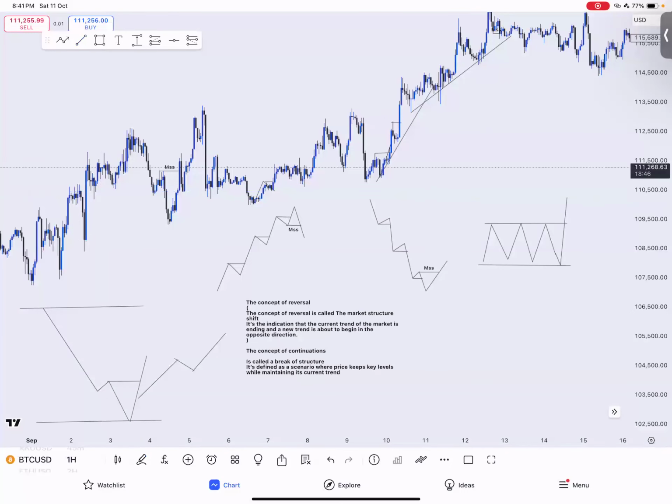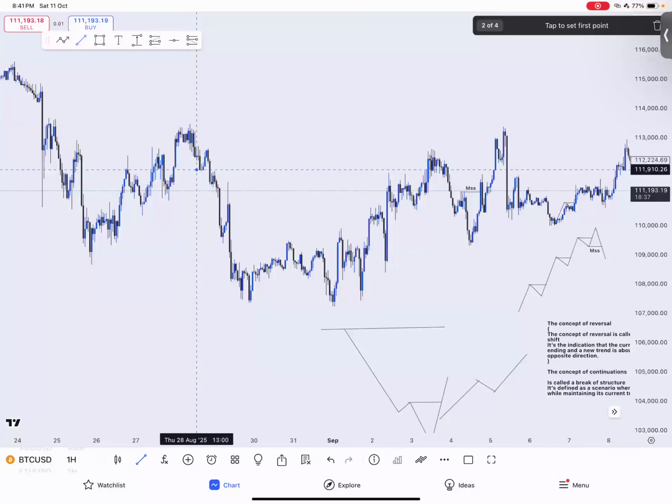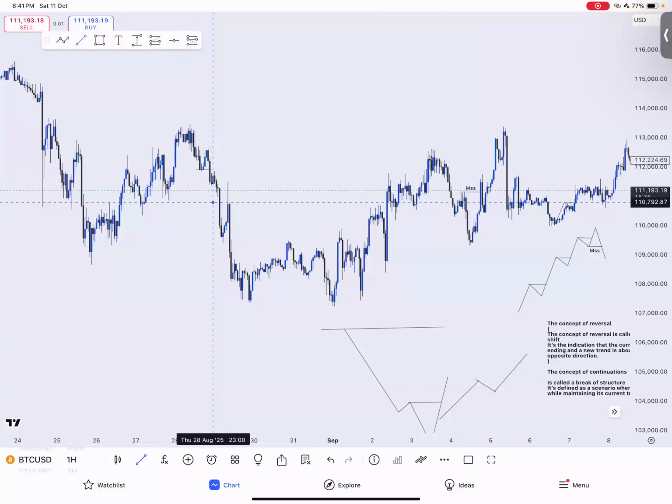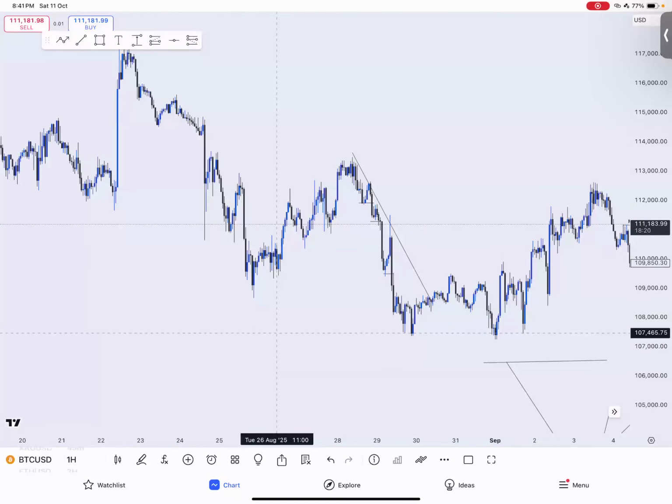So that is what a break of structure is, where market keeps breaking a key level while maintaining its current trend. You see what this market did here? Taking this low out, that's a break of structure. It took this low out here, that's another break of structure. It took this low out here, another break of structure. All this is happening while market is maintaining a downtrend. That is what a break of structure is, where market keeps breaking key levels while maintaining its current trend.